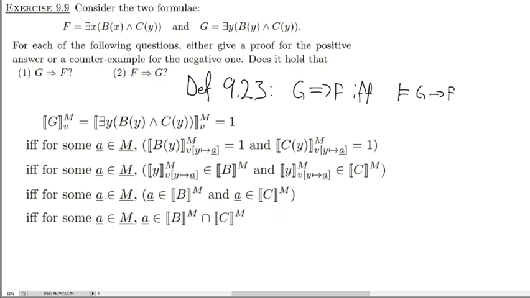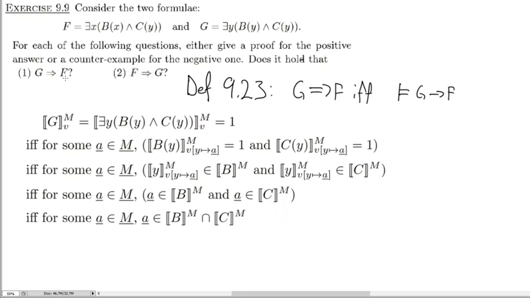We just have to have some a in M such that the a is in B and the a is in C. But notice that they have an and between the B and C, so this means that the same a has to be in both B and C. The final line summarizes it quite well, which is that this a has to be in the intersection of B and C under the structure M. So that's the criteria for g to be true.